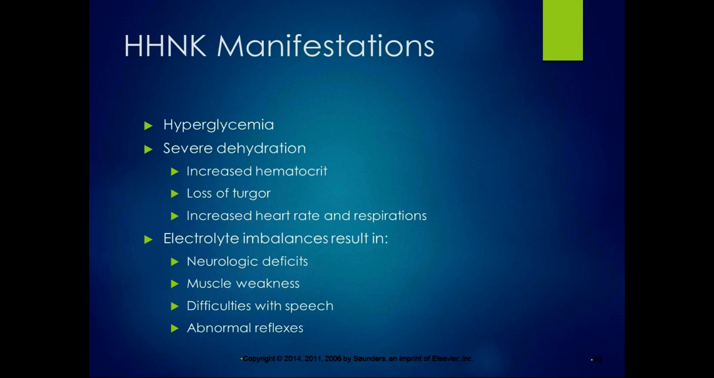imbalances. So hyperglycemia, extra high blood sugar. Severe dehydration, increased hematocrit because there are more red blood cells than there is fluid in the blood. Loss of turgor, meaning the skin doesn't bounce back when you pinch it. Increased heart rate and respirations. Electrolyte imbalances can result in neurological deficits, muscle weakness, difficulties with speech, and abnormal reflexes.